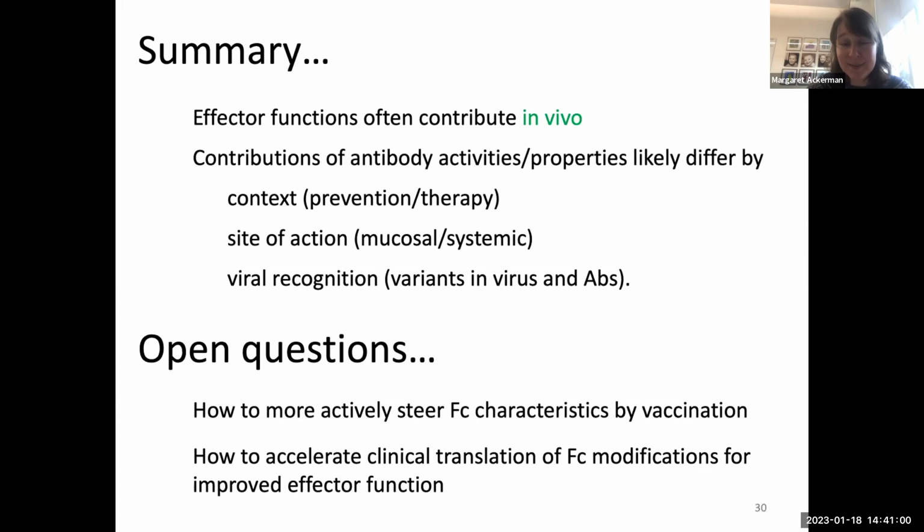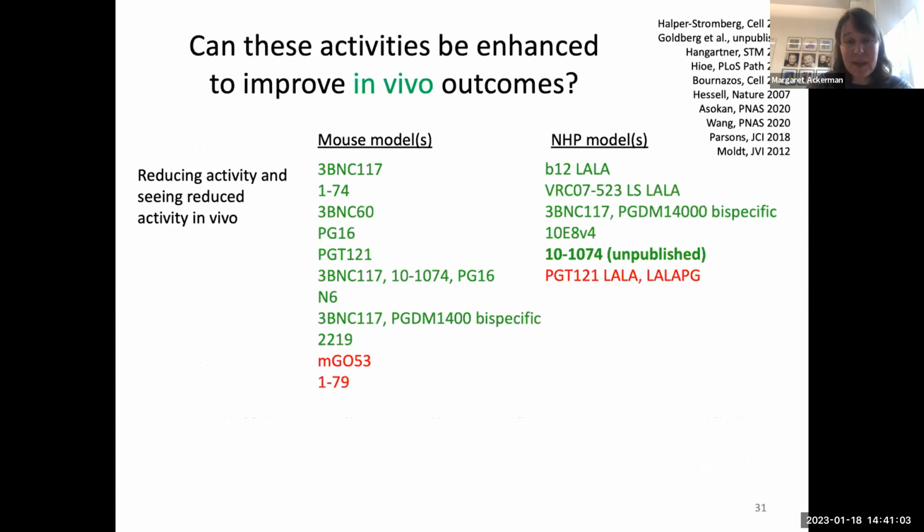It hasn't progressed faster. And that's because, you know, if we look to HIV for an example, and I think this is the last slide, we can see many antibodies whose activity in both mouse models and non-human primates is improved by having effector functions. Those are all shown in green, and relatively few examples shown in red where knocking out effector function reduces in vivo activity.